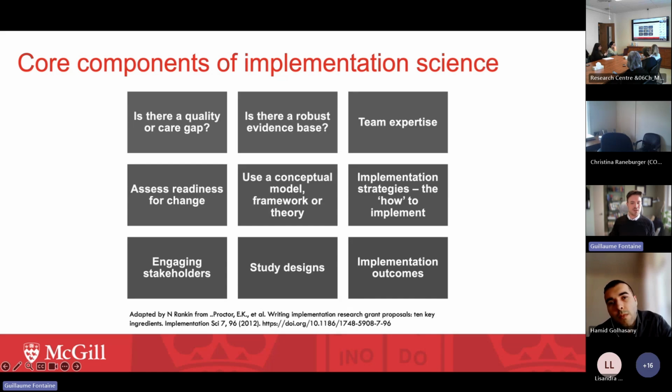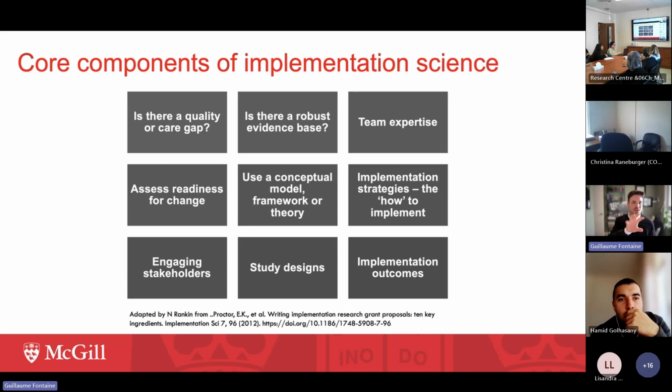Those frameworks, models, and theories have been developed within the field, building on decades of research in psychology, organizational theory, sociology, and behavioral economics about what works in terms of scaling up an innovation or changing clinical practice. So if we're not drawing on this body of evidence within the field, we're really not doing implementation science. So we have to use those tools.